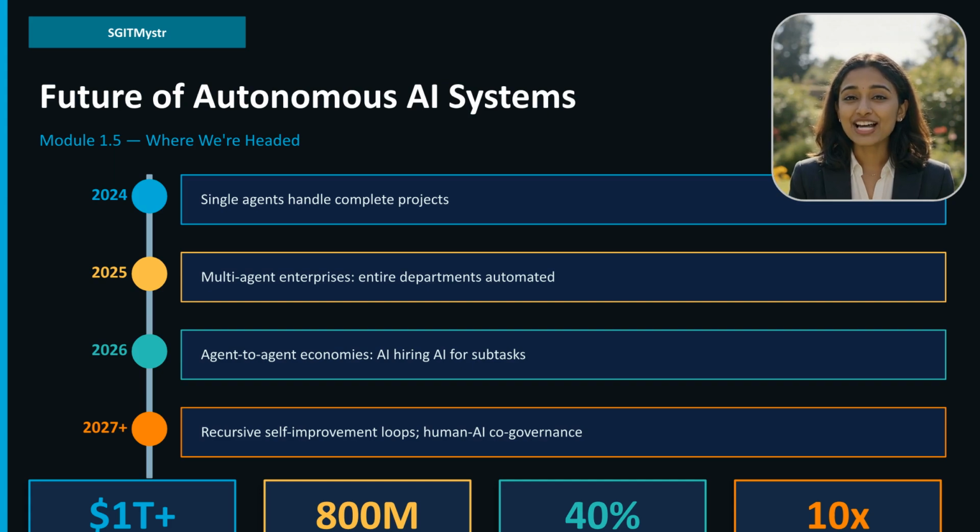Looking ahead, single agents will handle complete projects by 2024. Multi-agent enterprises will automate entire departments in 2025. By 2026, we'll see agent-to-agent economies. Beyond 2027, the focus shifts to recursive self-improvement and human-AI co-governance.